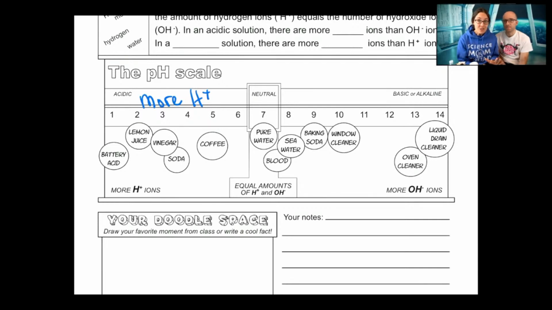But the pH scale does not increase evenly, where 5 is coffee, and then vinegar is just twice as acidic as coffee. No. It's a logarithmic scale. Math guy, can you say what that means? What does it mean if it's a logarithmic scale?